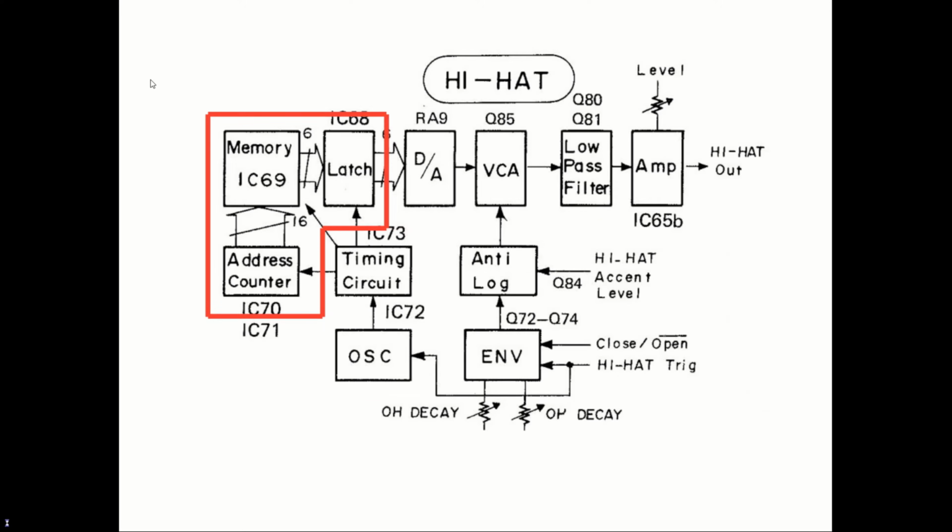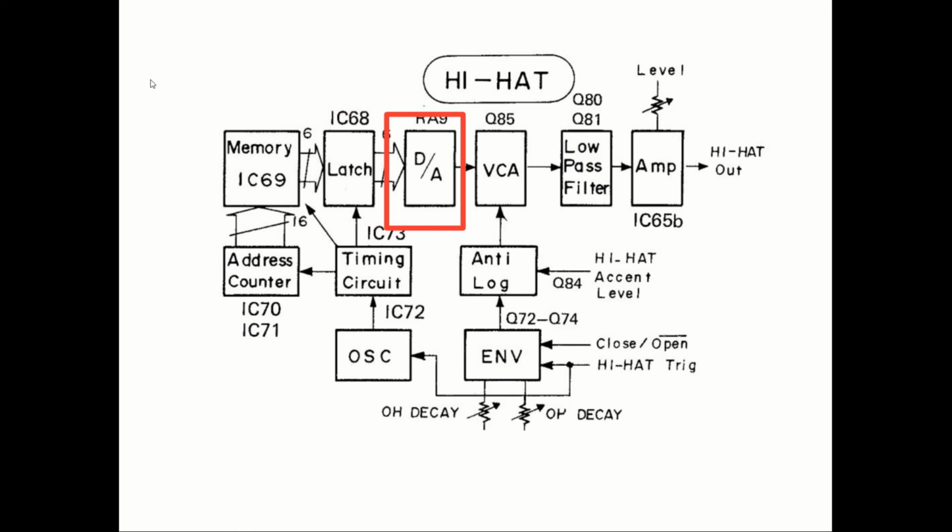The hi-hat sample is stored in the memory with the open hi-hat in the lower half of the memory and the closed hi-hat in the upper part. The close-open input signal is used to select which part of the memory is accessed. The input trigger signal will reset the counter, and it will immediately start counting from 0 and send out samples until it reaches the end.